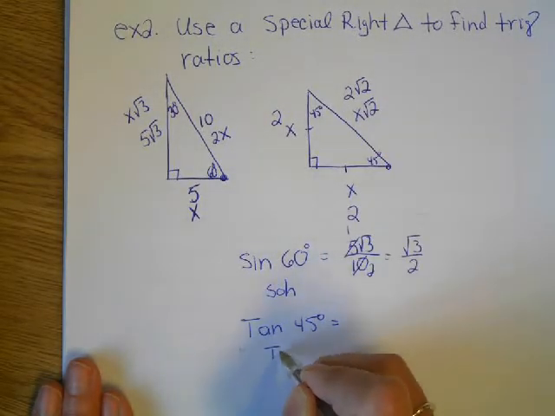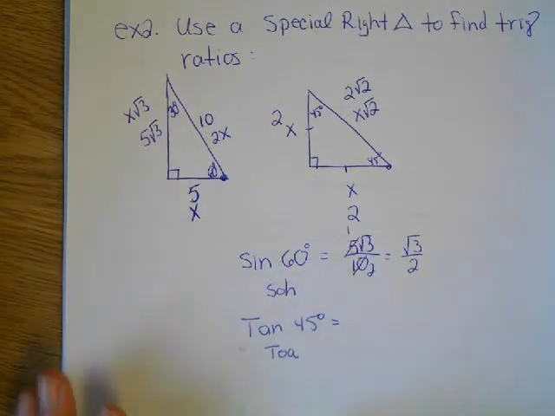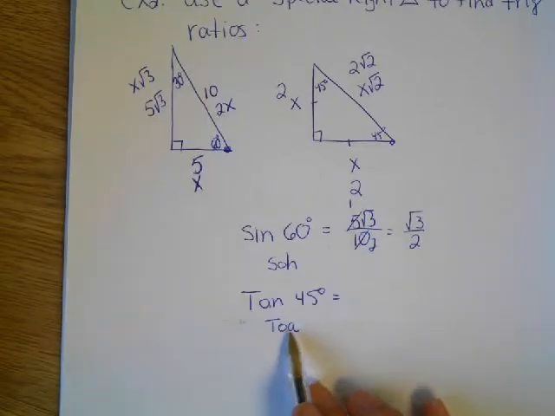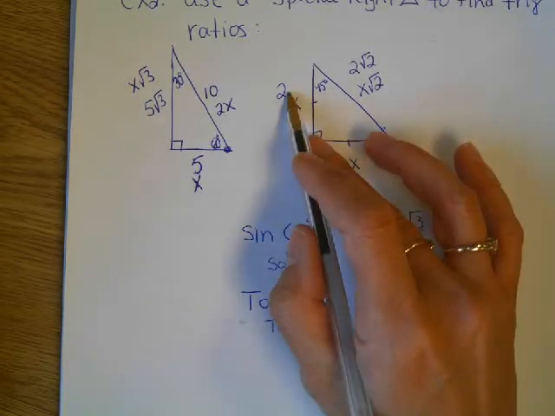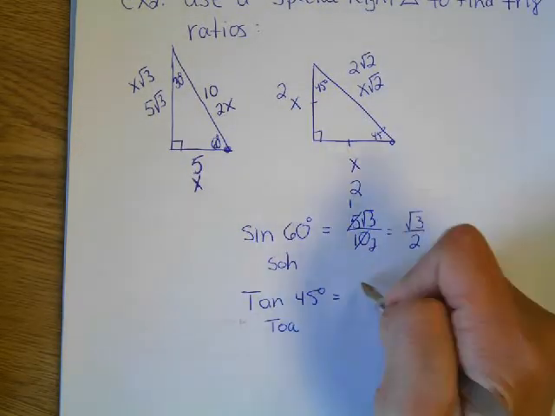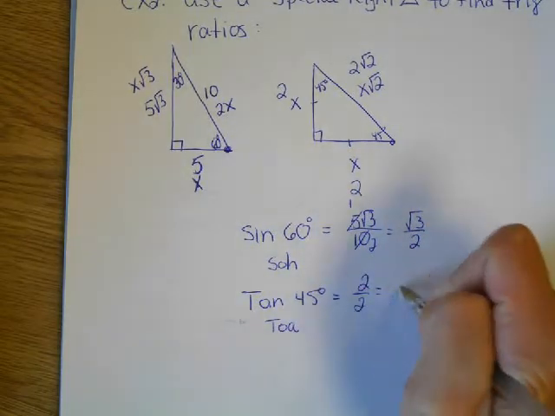And tangent is TOA. So it's the 2 legs, so it's opposite leg and adjacent leg. Well, can't really screw this one up because they're the same. So opposite would be this one. It's this 2 divided by the adjacent 2. We're going to get 1.